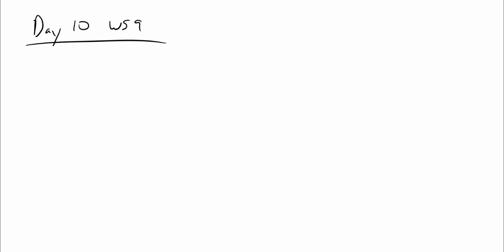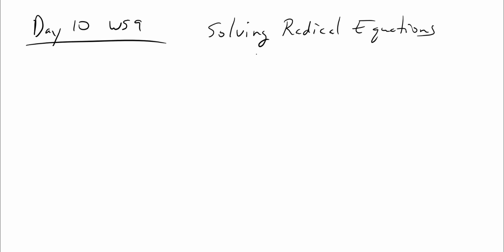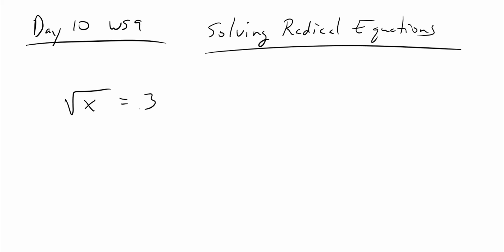All right, and so today's topic is actually solving radical equations. Okay, so it's actually relatively easy. If I just start out with a really basic problem, if I say square root of x is equal to 3, how do you get rid of a square root? So if I just want x, do you guys agree that if I square a square root, it just goes away? Okay, but I have to square both sides, right?